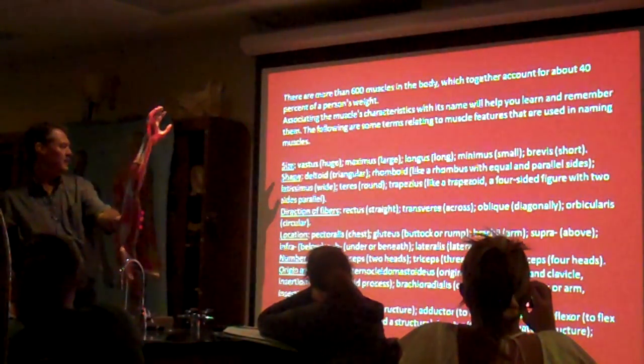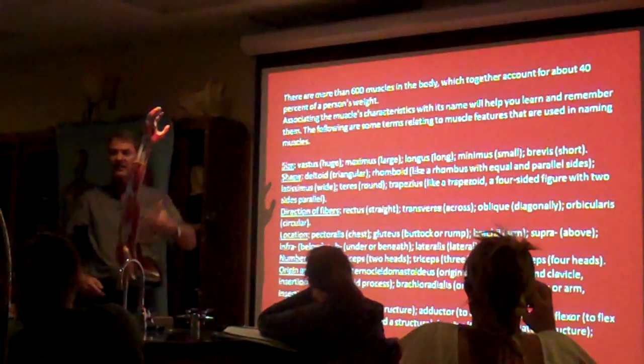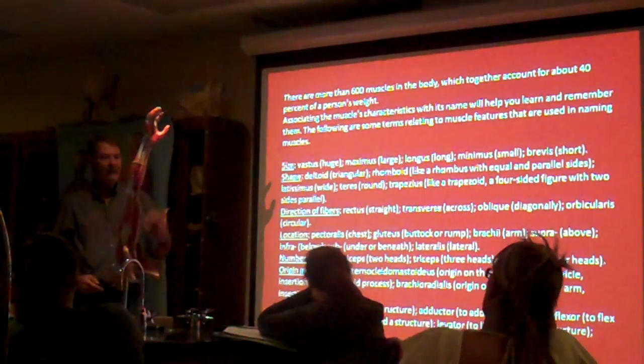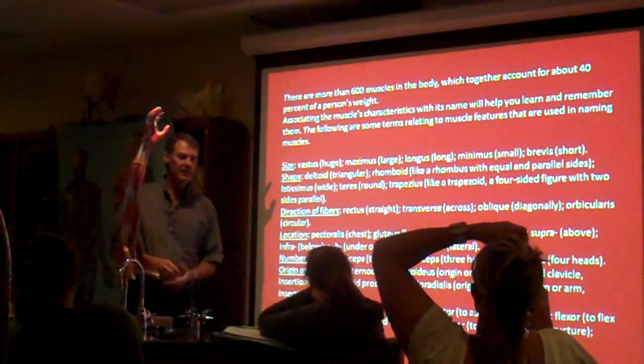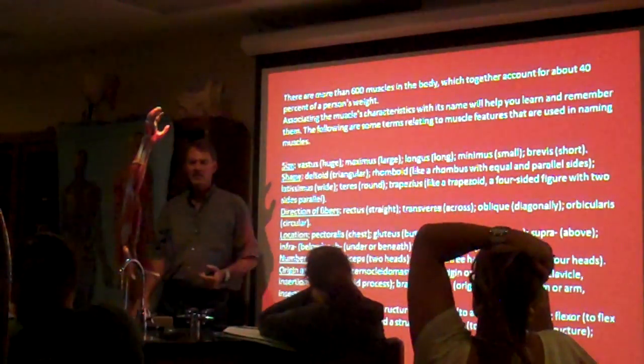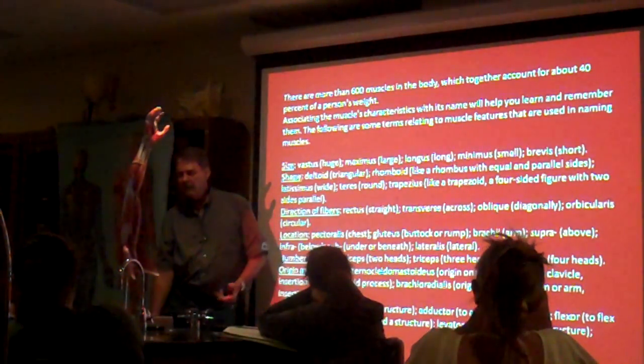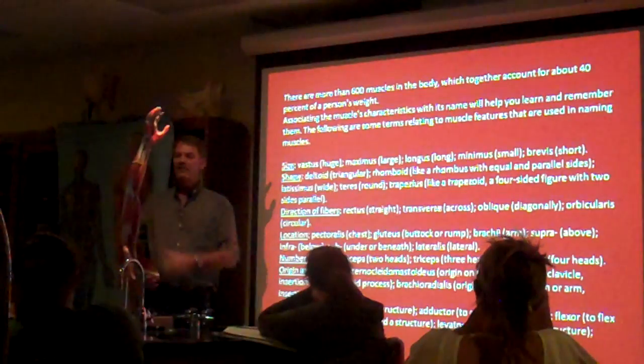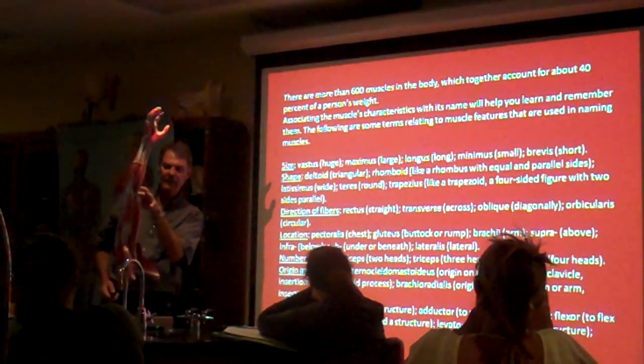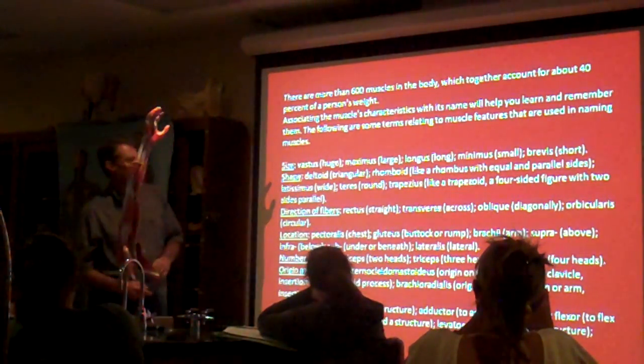Rectus, direction of fibers. Rectus just means straight, like when you rectify something, you fix it or straighten it out. Okay. There's several rectus muscles. There's the rectus femoris, tells you it's the straight muscle in the thigh. Okay, right here is part of the quadriceps. You have 4 rectus muscles around the eye. Okay, I'll show you those in a little bit.